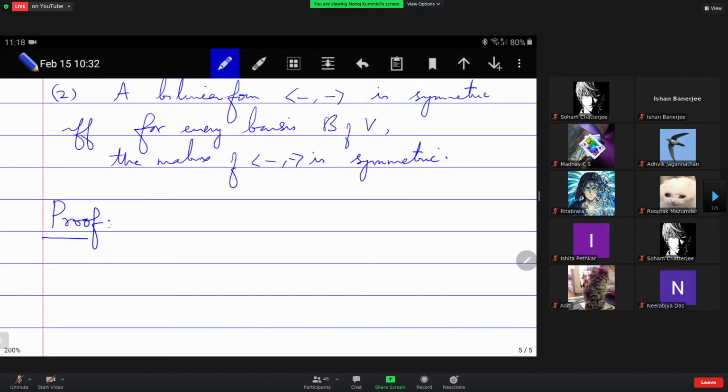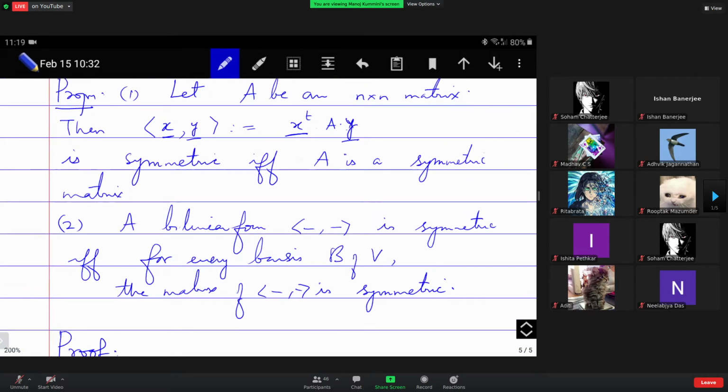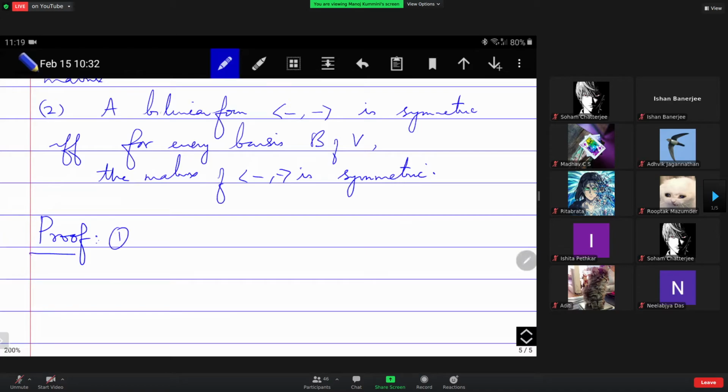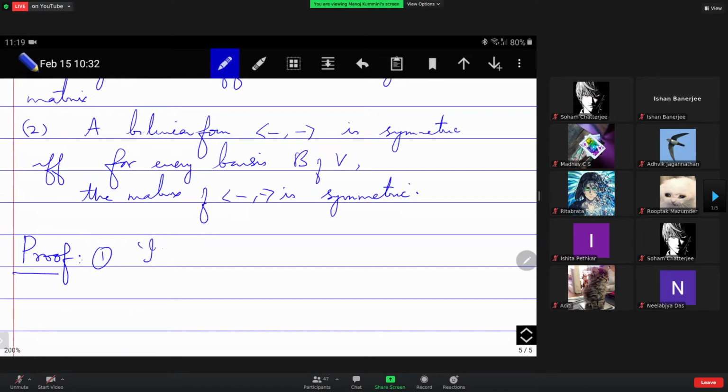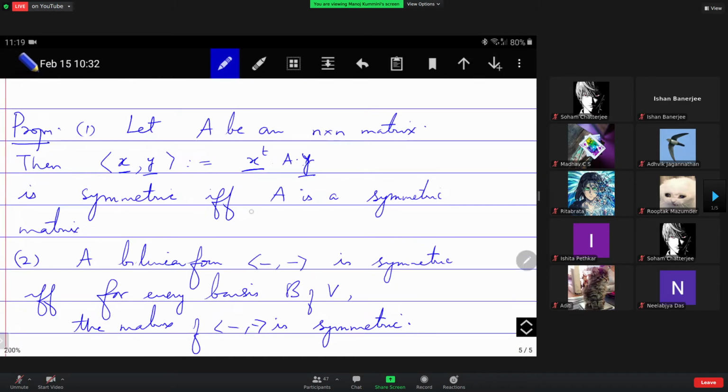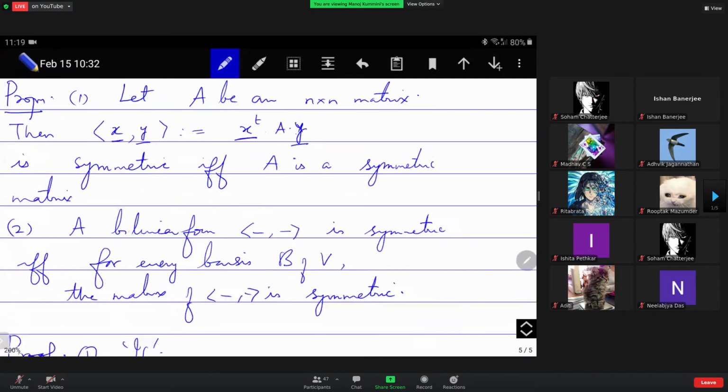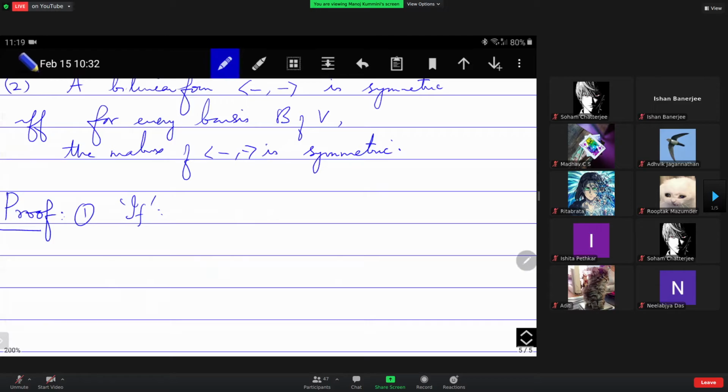Okay. So now, first, suppose a proof of one. Okay, and we are proving the if part. If A is a symmetric matrix, then the form is symmetric. Okay. So this is A is a symmetric matrix.